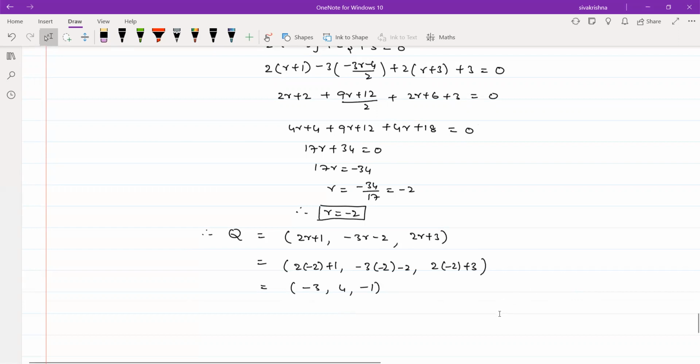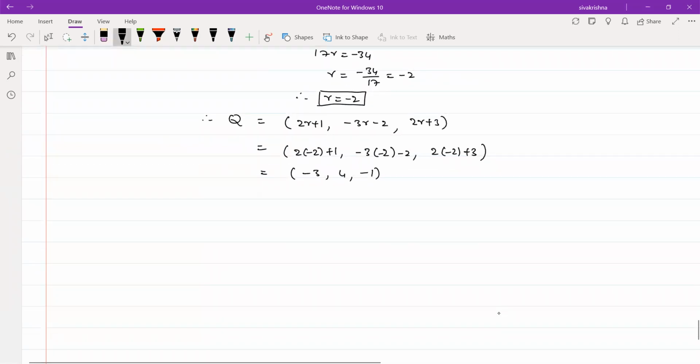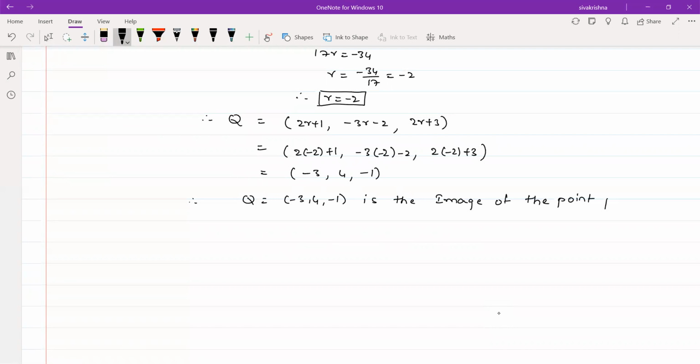So we have already discussed that Q is the image of the point P. Therefore, Q is equal to minus 3 comma 4 comma minus 1, which is the image of the point P 1 comma minus 2 comma 3 in the given plane. So in this way, we have to find the image of the point in the plane.